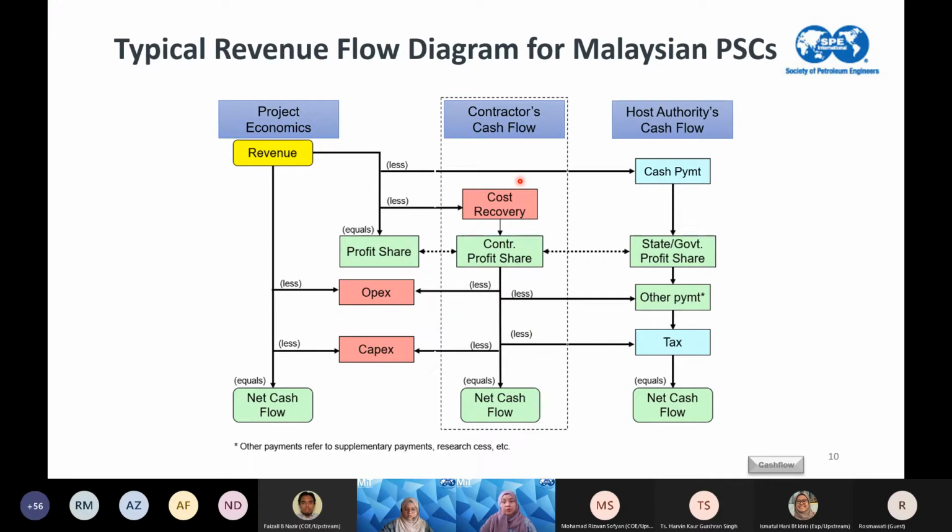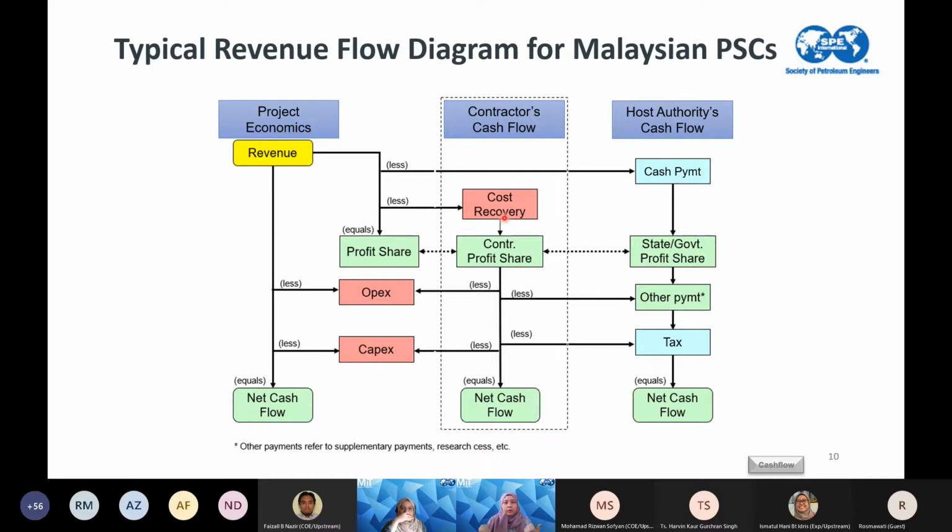What is revenue to the contractor? It's essentially what they get to recover as cost recovery, and what profit they share. So if we think about the pie chart from before, the cost, because the contractors have to pay for it first, they get to recover. So that's an inflow, that's a cash in. And what's remaining of the profit of the pie is shared between contractor and government. So that's also a cash in. So the contractor's profit share and the cost recovery are cash in items.